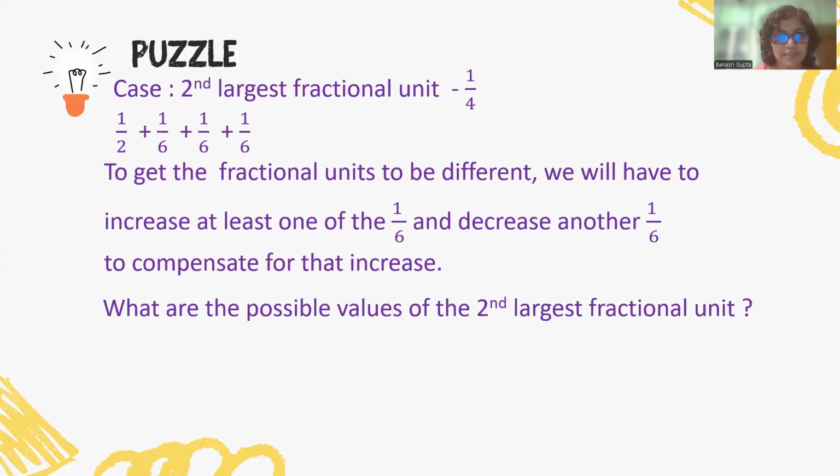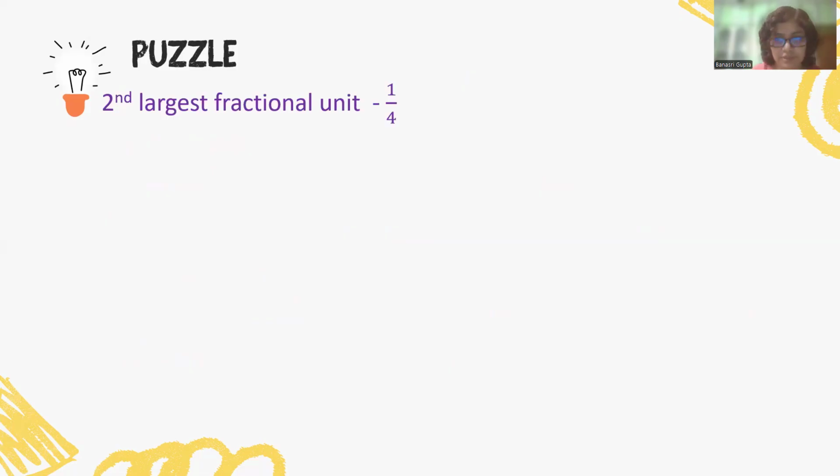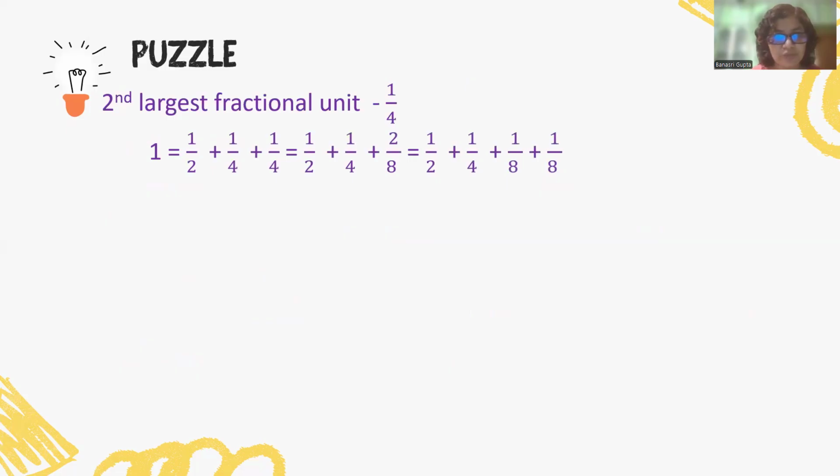So next, let us fix the second largest one to 1/4. We already saw this case with 1/3. It gave four sets of different unit fractions. Now we will try with 1/4. So again, these two are fixed, 1/2 and 1/4. So the remaining amount is 1/4. Now we can write it as 2/8, which we can again expand to 1/8 and 1/8.